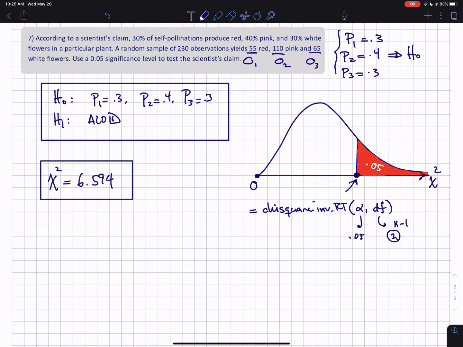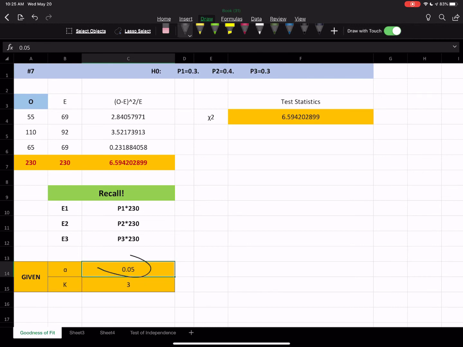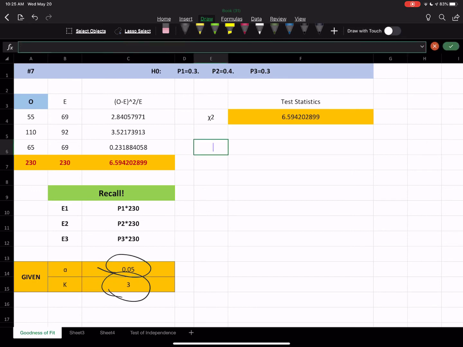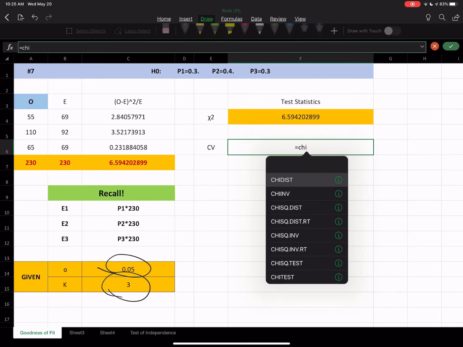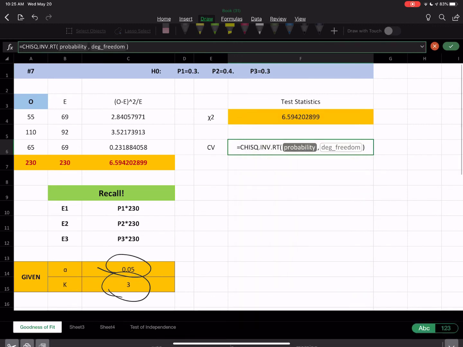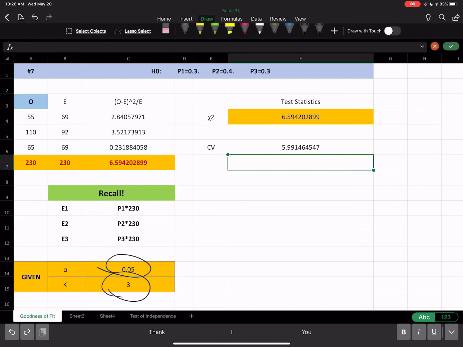So let me just do that on a spreadsheet so you can actually see it done. Alpha is 0.05 here, and k, the number of categories, is 3. So my critical value, CV as they usually label it, is chi-square inverse right tail. My probability is 0.05, that's alpha. My degrees of freedom is k minus 1, 3 minus 1, which is 2. And the answer is 5.991. And that's my critical value.